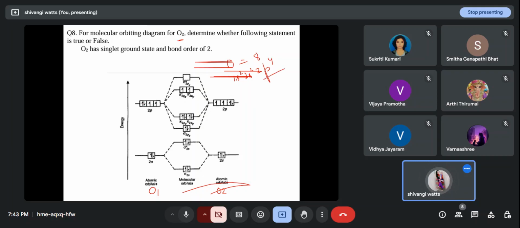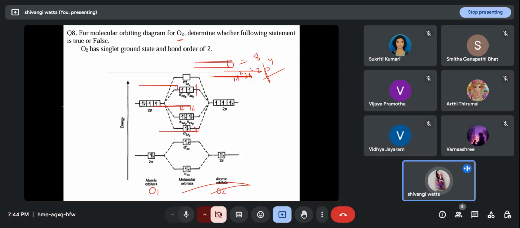So one oxygen has 1 2 3 4, and the other oxygen has also 1 2 3 4. So if you will see the molecular orbital, two electrons will be filled here, then total will be 8. 1 2 3 4 5 6 7 8.